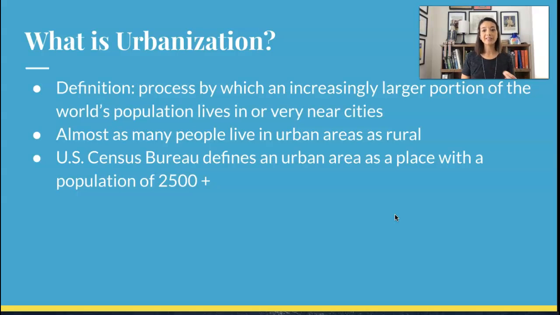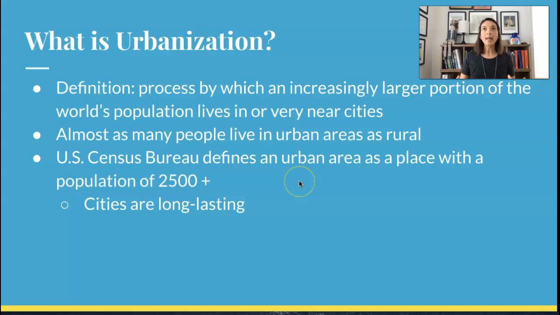The Census Bureau today now distinguishes between two types of urban areas. One is an urbanized area, which has 50,000 people or more. And then they actually have a second one that is phrased as an urban cluster, and that has 2,500 to 50,000. Okay, so that just gives you a little bit of background on that Census Bureau definition.